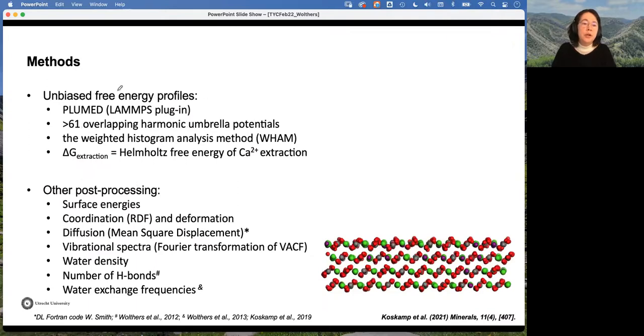We did unbiased free energy profiling with the PLUMED plugin in LAMMPS, and Janu developed it with more than 60 overlapping harmonic umbrella potentials. Some of them had to be very narrow to keep the calcium from moving perpendicularly away from the surface. She used a weighted histogram analysis method to then calculate the Helmholtz free energy of the calcium extraction. We also looked at many other properties, but I will focus on this extraction predominantly and show a little bit of the other work as well. And we considered calcium fully solvated when it was about 1.3 nanometer away from the surface.